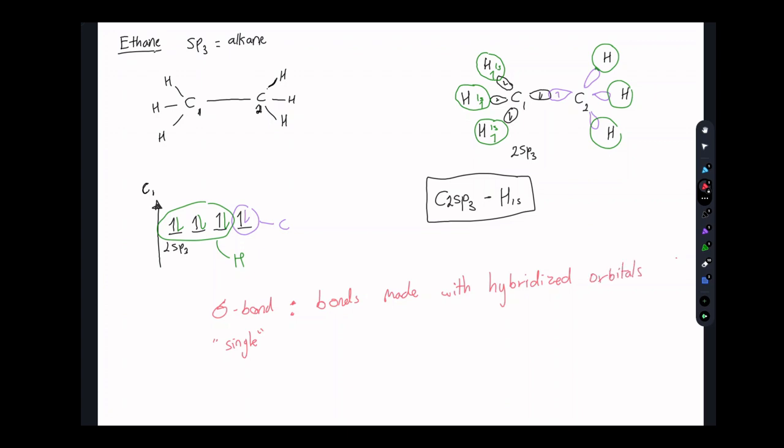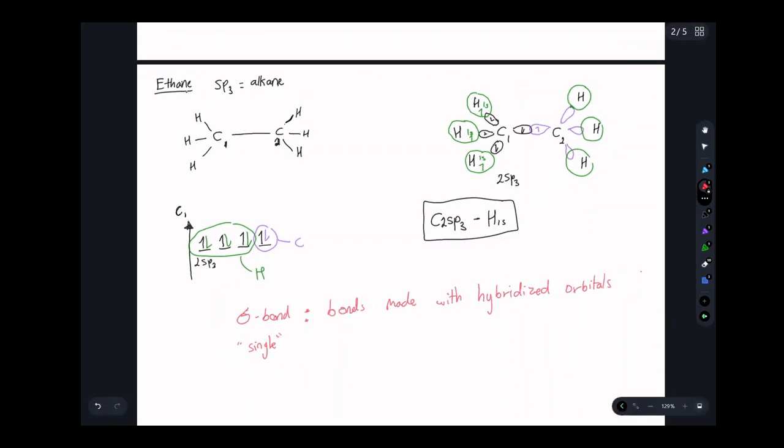So that wraps up the basics of sp3 hybridization for alkanes. And now it's time to look at sp2 hybrids with alkenes.